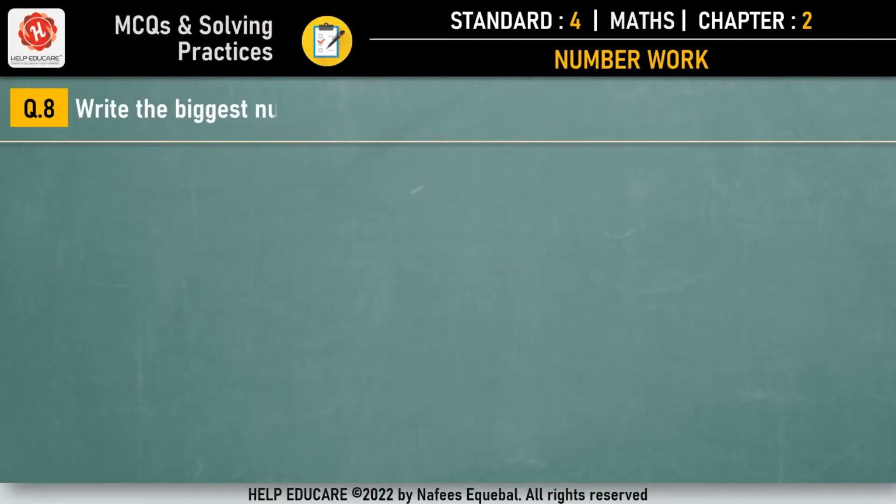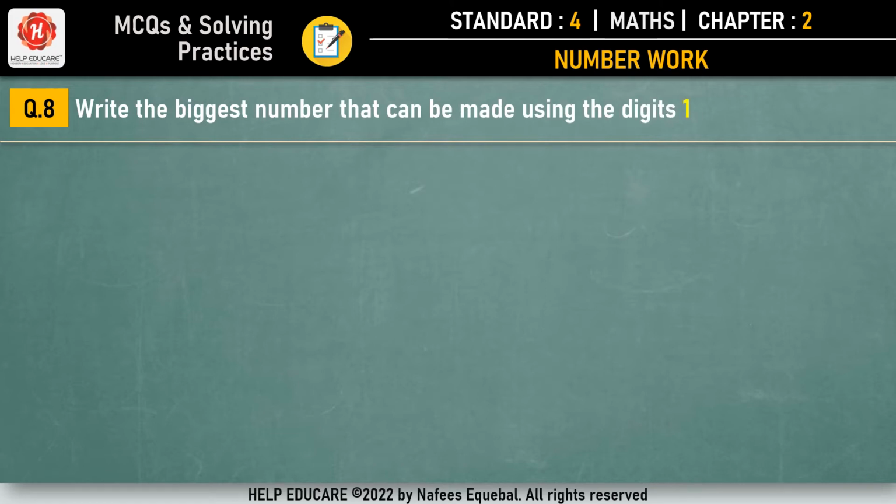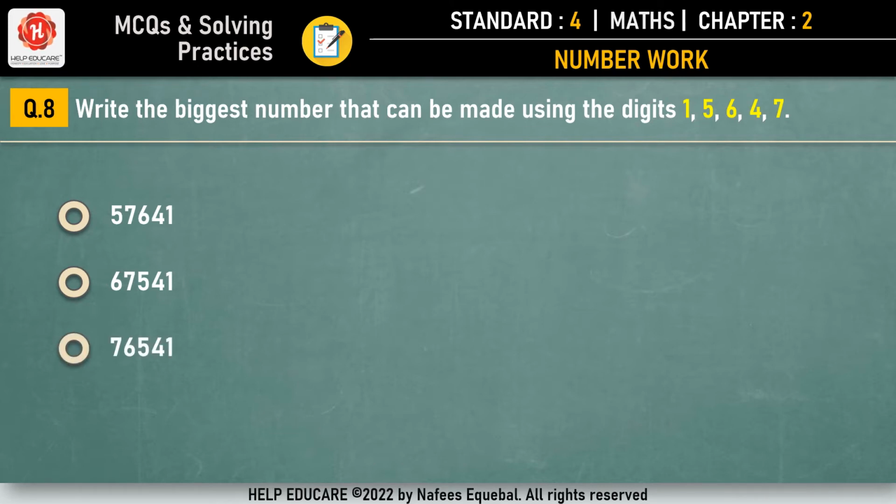Question number 8. Write the biggest number that can be made using the digits 1, 5, 6, 4, 7. Answer will be displayed in 10 seconds. Correct answer is 76,541.